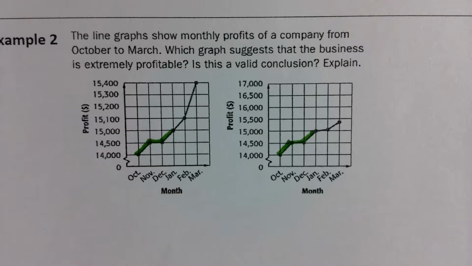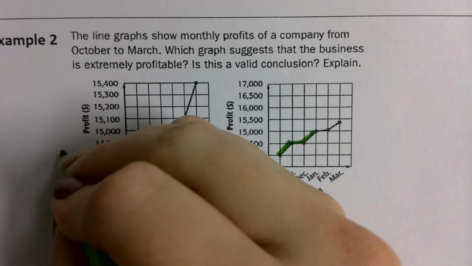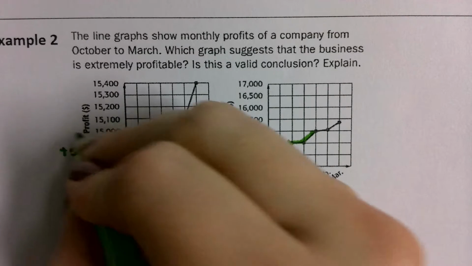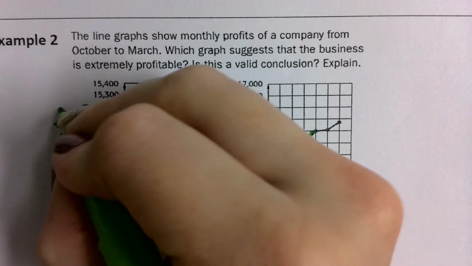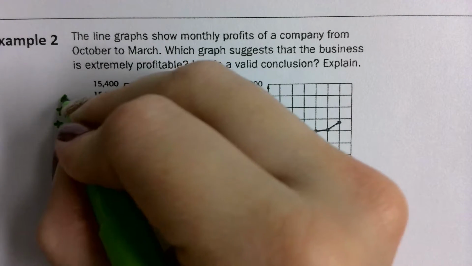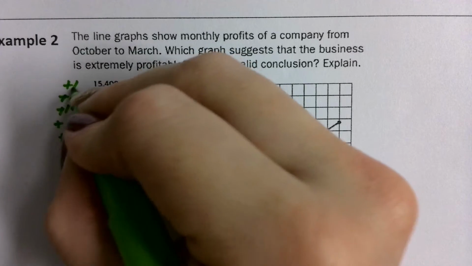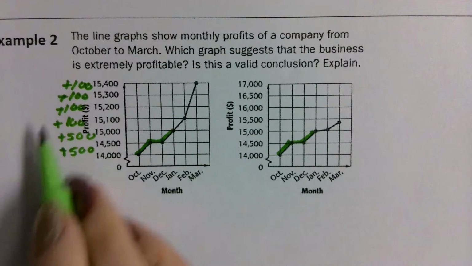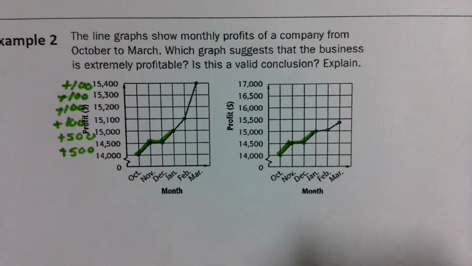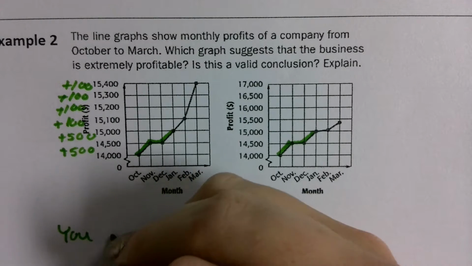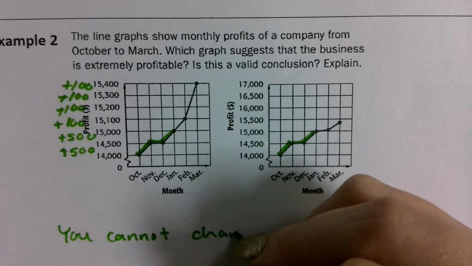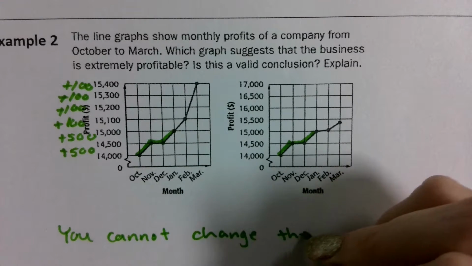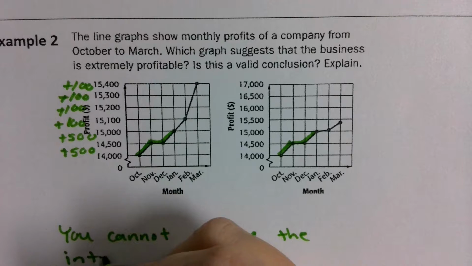So that's the next issue. Again, we're going to write this off to the side. Hey, we started counting by 500s, but then all of a sudden we're counting by only 100s. So having that change occur is not allowed. You cannot change the interval count.